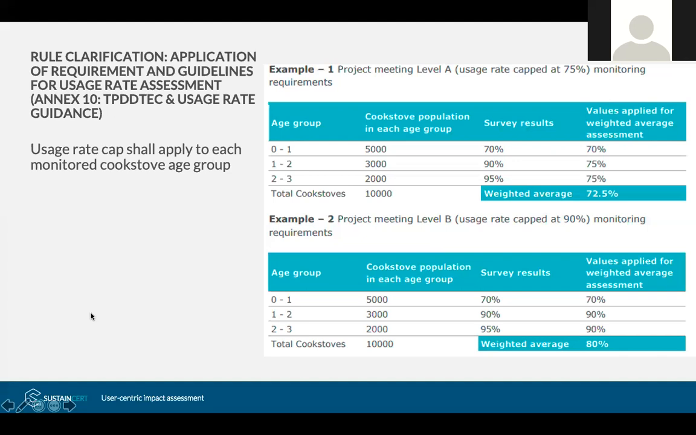So irrespective of the usage rate that you get from the survey results, the rate will be capped at each of the age groups. For the age group 2 to 3, even though the usage rate is 95% as per the survey results, it is capped at 90%. So this is one clarification which has been released by Gold Standard.